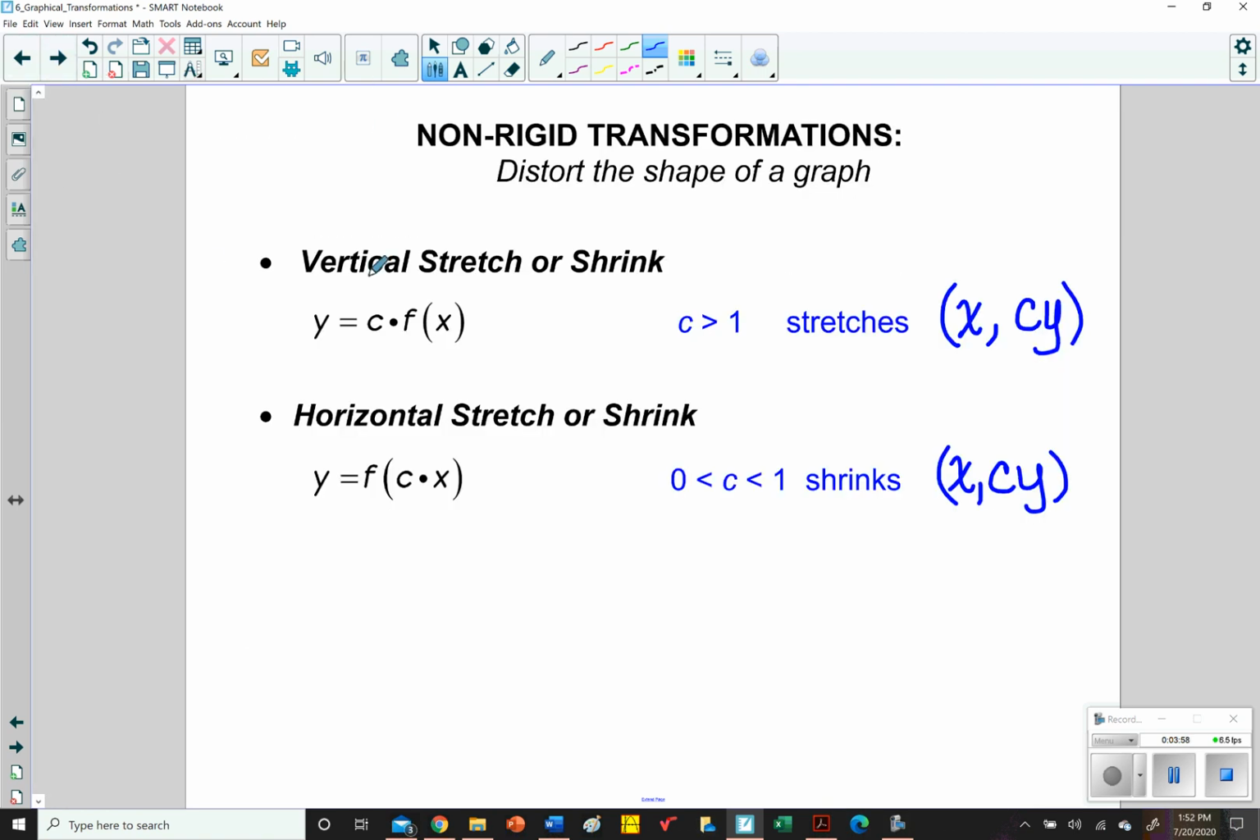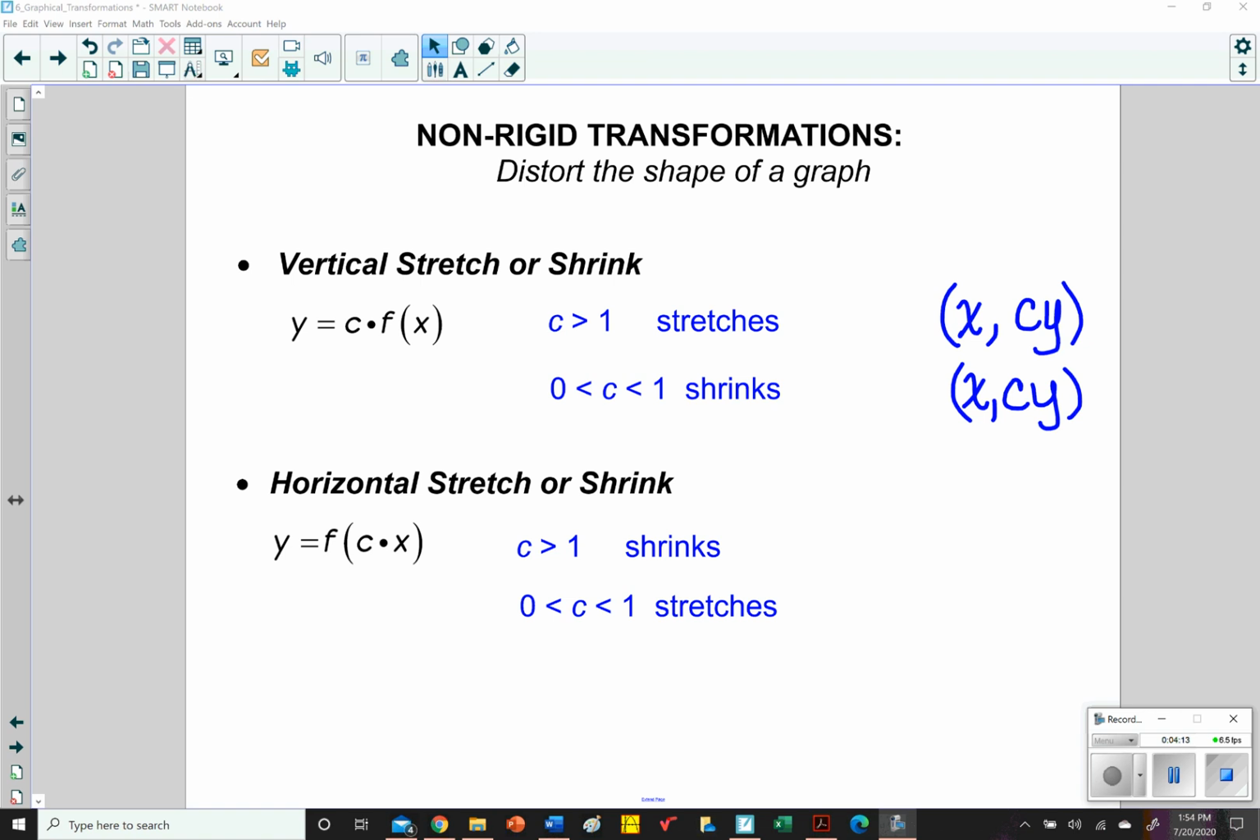Let's see, on your notes, we have a little different where we have c is, let's see, we need to add to this. We have a vertical stretch. Give me a second here. Okay, I was missing those amounts.